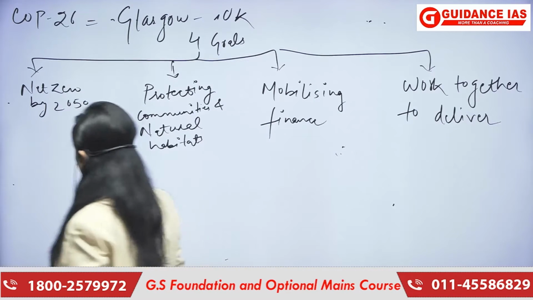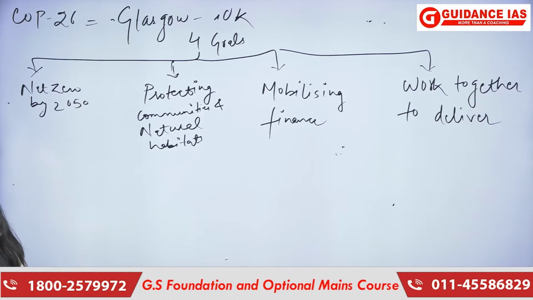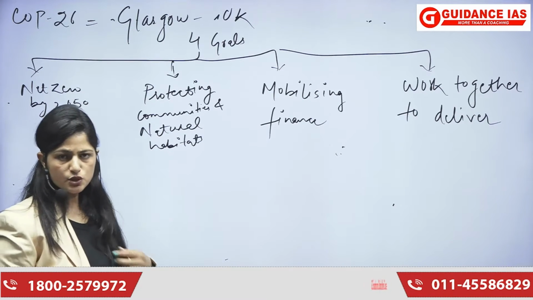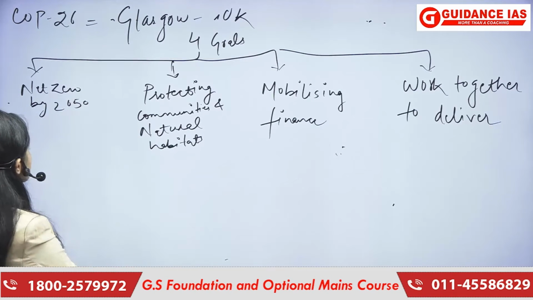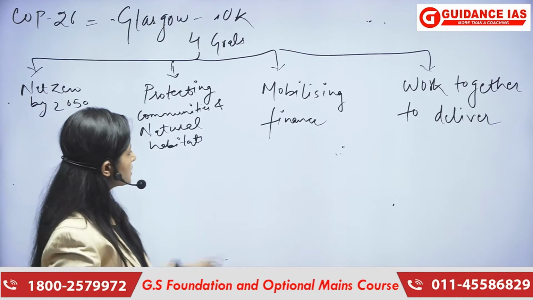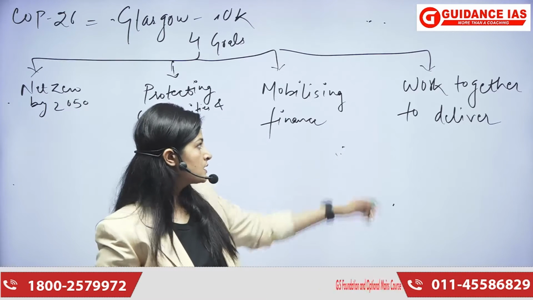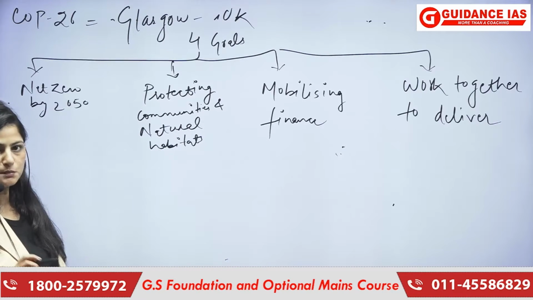Okay. I'll again repeat all the 4 goals. Net zero by 2050, net zero as in the net carbon emissions. Don't worry, I'll be elaborating all of them step by step. But the first one was net zero by 2050. Second was protecting communities and natural habitats. Third was mobilizing finance. And fourth was work together to deliver. Let's try and understand each one of them step by step.